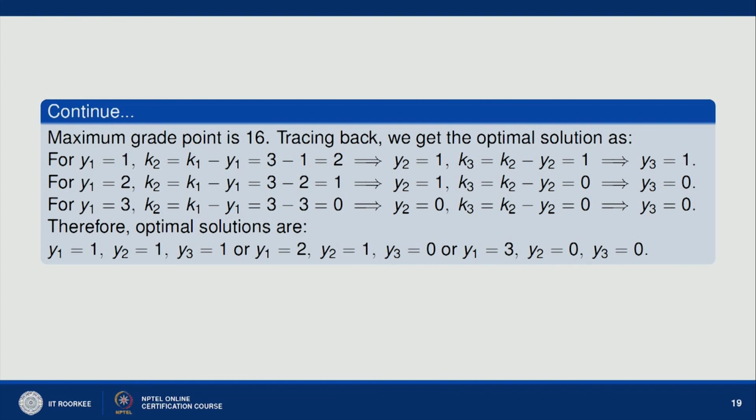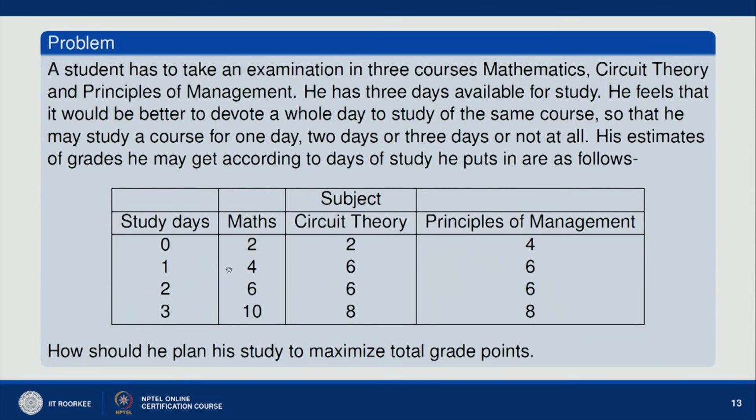You can see from the table also. For example, the first solution is 1 1 1. If you see the table for 1 1 1, 1 plus 1 plus 1 is 3 days. 1 day for mathematics, 1 day for circuit theory, 1 day for principal management, that is 6 plus 6 is 12, 12 plus 4 is 16, which is the maximum output.